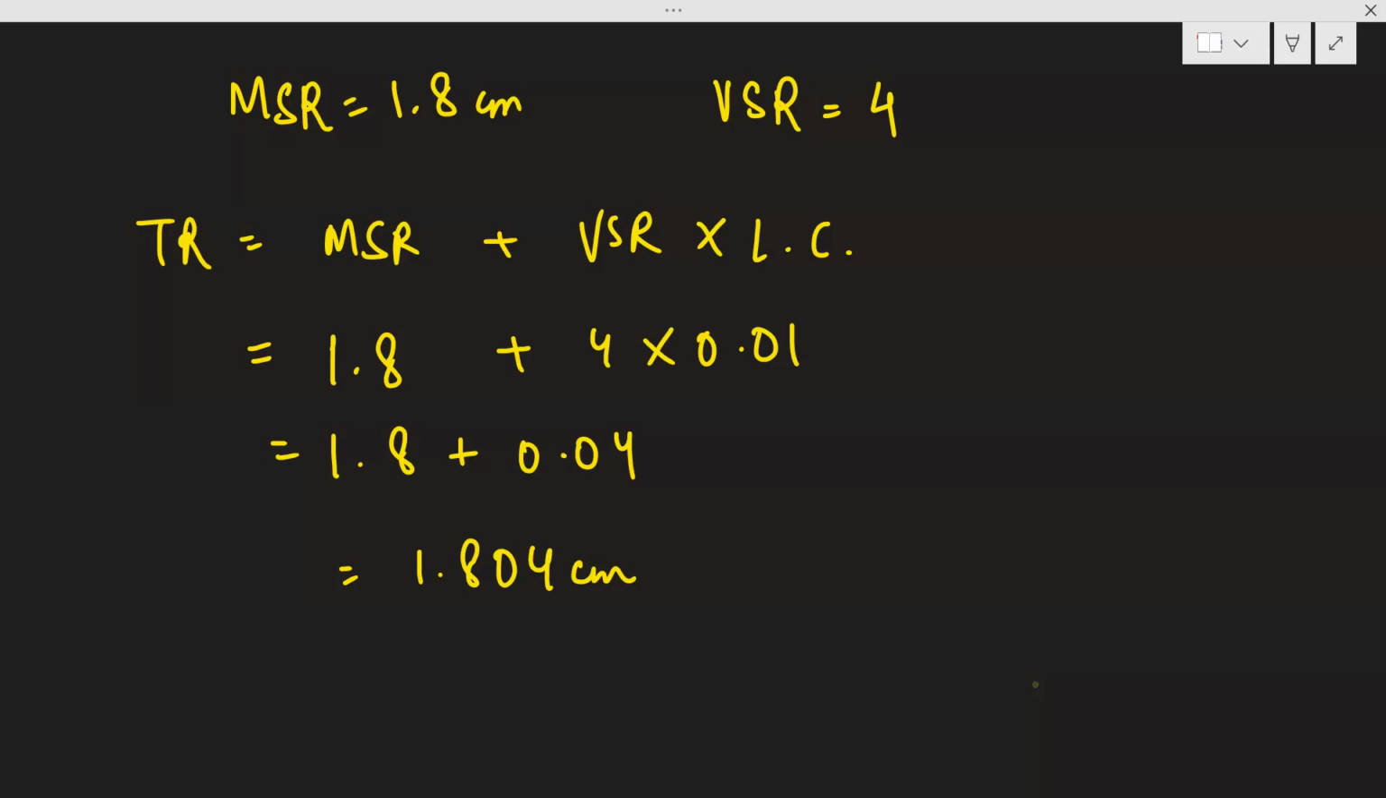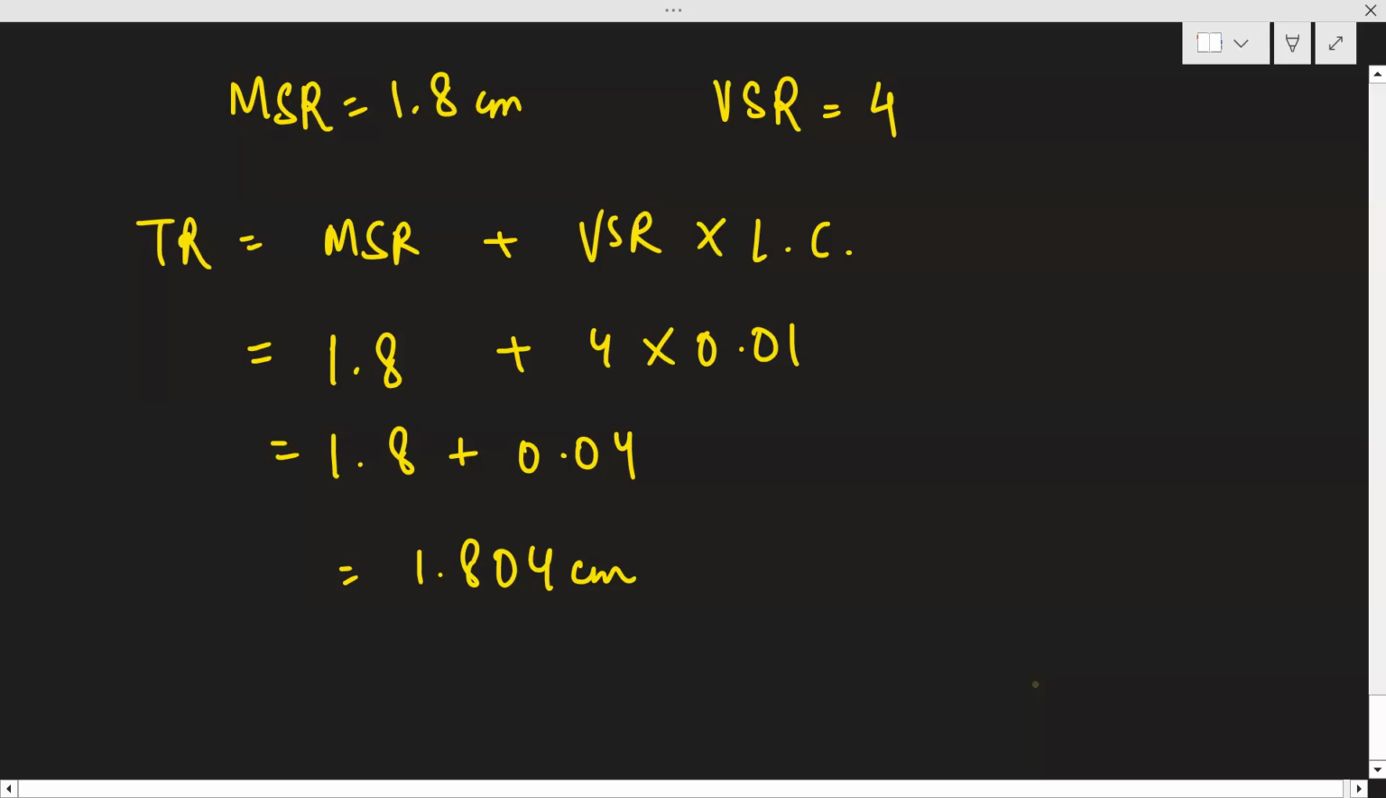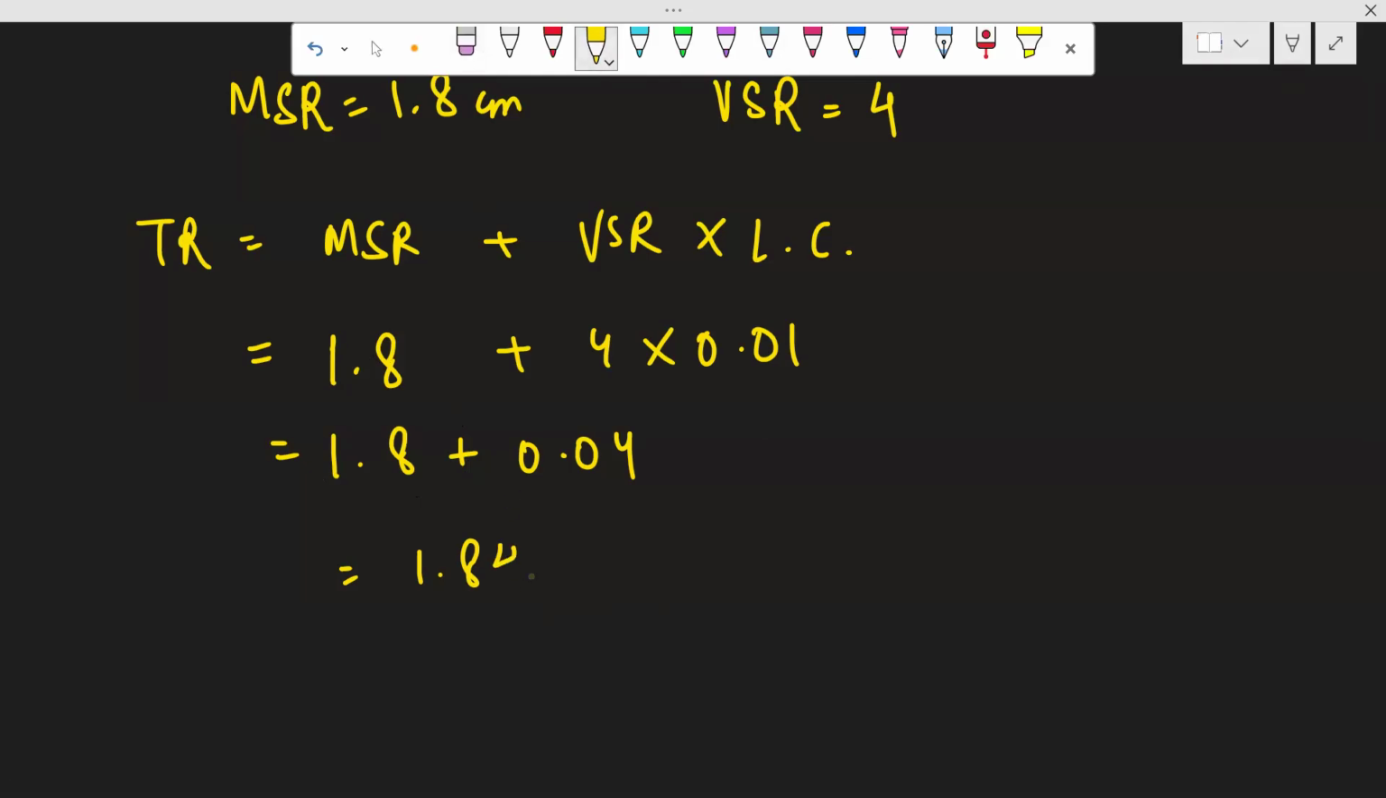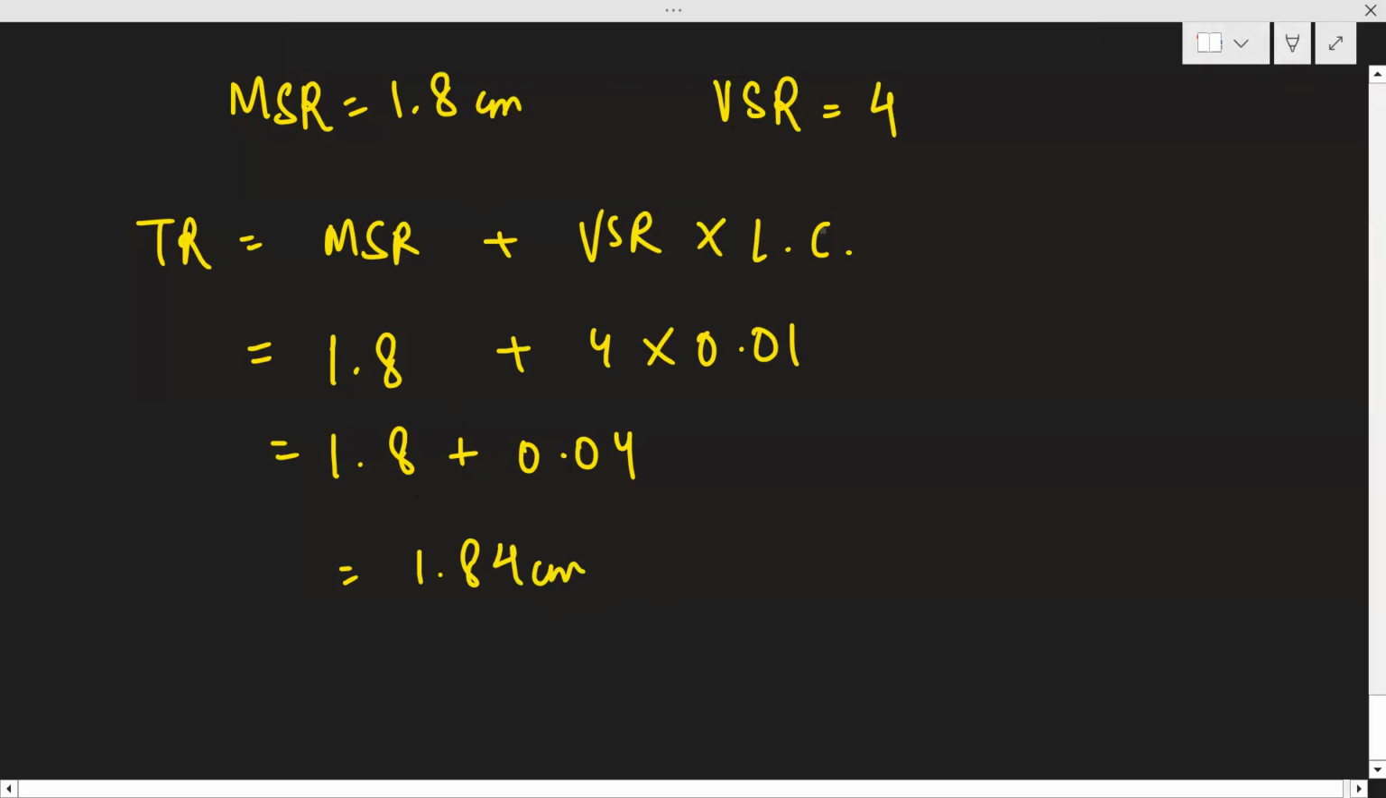Ma'am, the answer is coming out to be 1.84. What? The answer is coming out to be 1.84 because over here you made a mistake in the last step, addition. 1.8. Okay, yes, 1.8. Correct. This should be 1.8 centimeter. Done. Yeah.